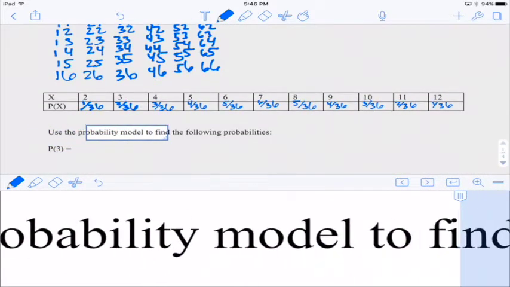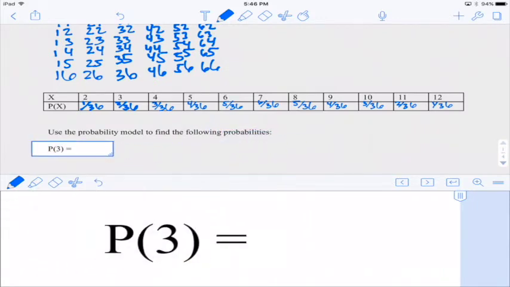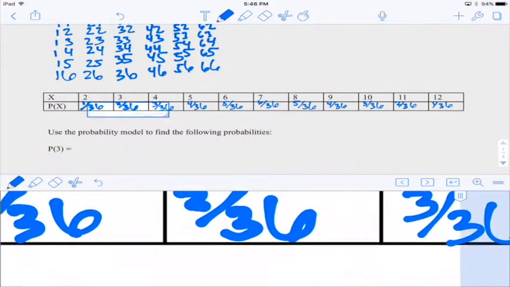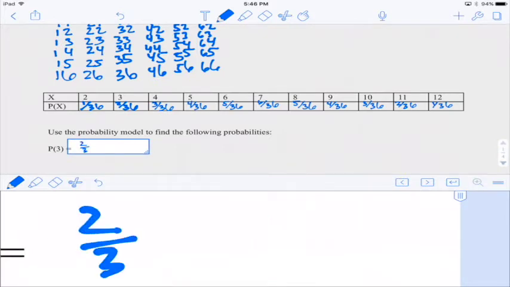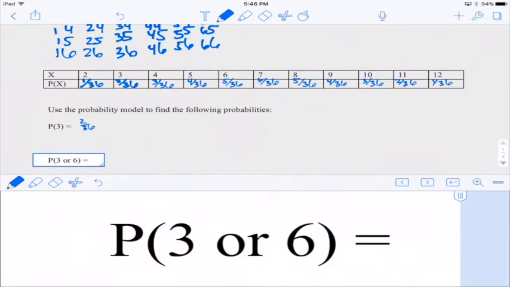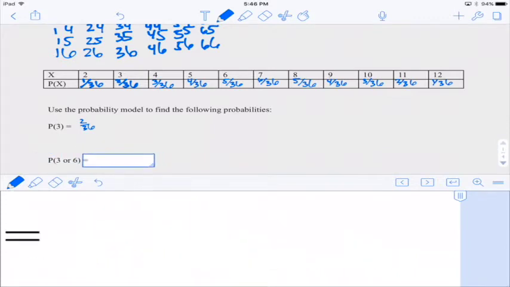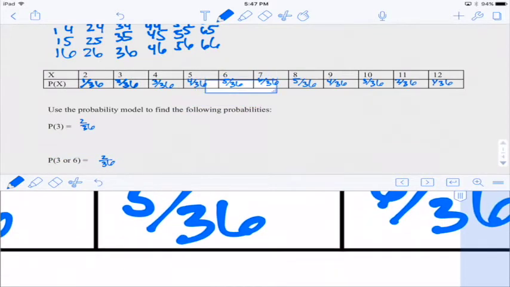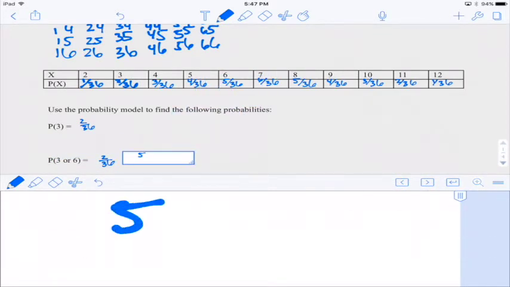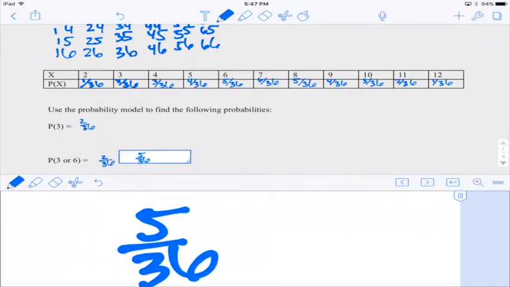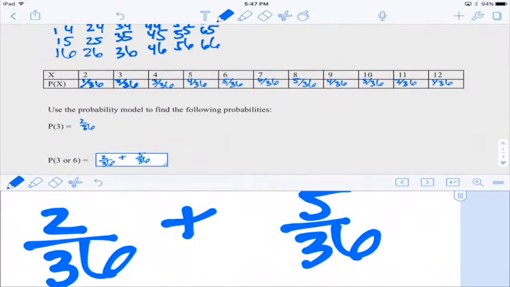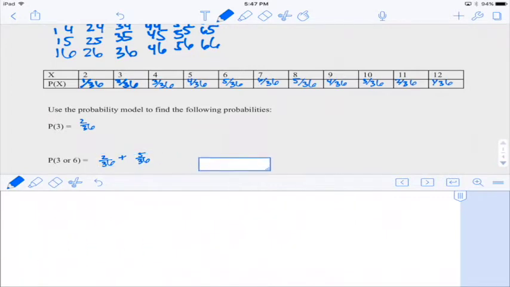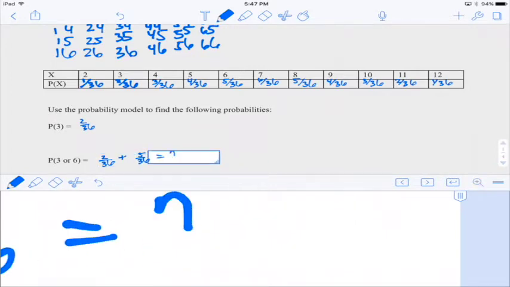Use the probability model to find the following probabilities. Well, what's the probability that we roll a 3? Well, it's 2 out of 36. That was easy. The probability that the sum is a 3 or a 6. Well, the probability that we get a 3 is 2 out of 36. And the probability that we get 6 is 5 out of 36. Well, we just add those together because we want either of those to happen. So we have 7 out of 36.